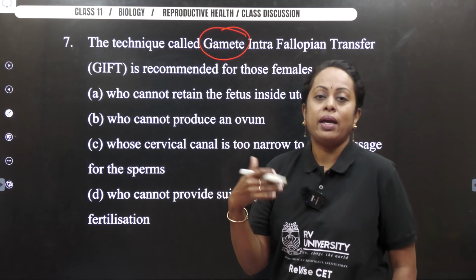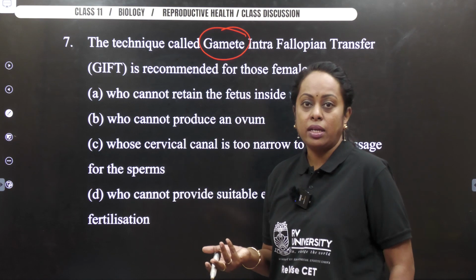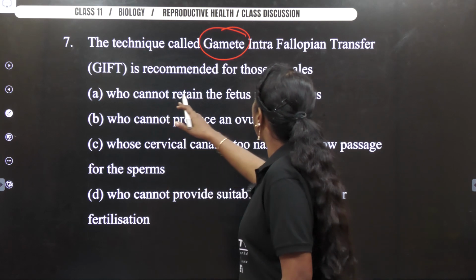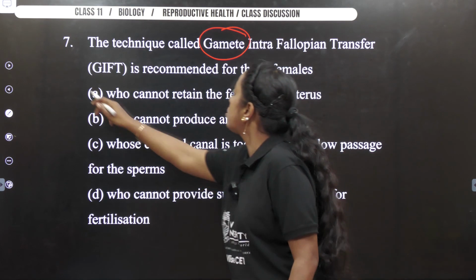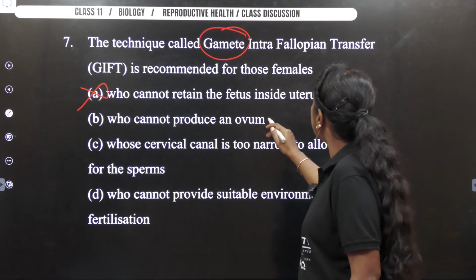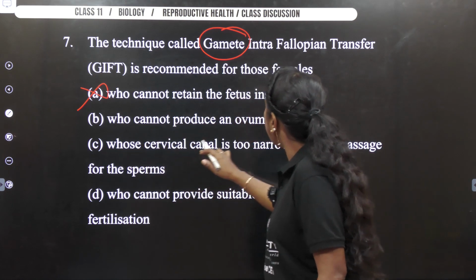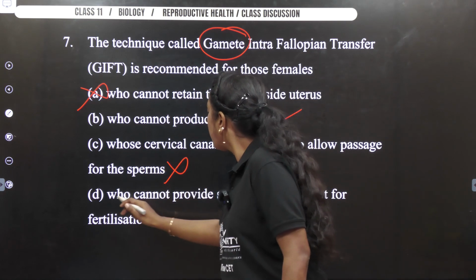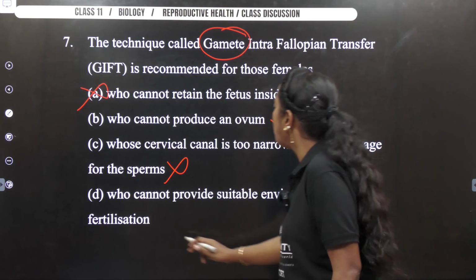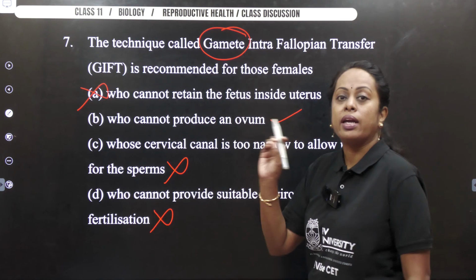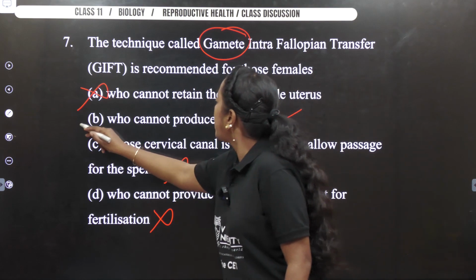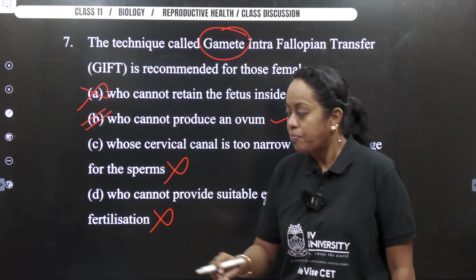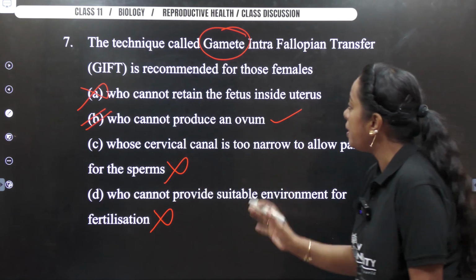Maybe the female is unable to produce the gamete, so we are taking the ova from the donor and introducing it. Who cannot retain the fetus inside the uterus? Wrong. Who cannot produce ovum? Correct. Whose cervical canal is too narrow to allow the passage of the sperm? Wrong. Who cannot provide suitable environment for fertilization? Wrong. So our answer for this question is who cannot produce an ovum. For them we are transferring the gamete. So our answer becomes option B.